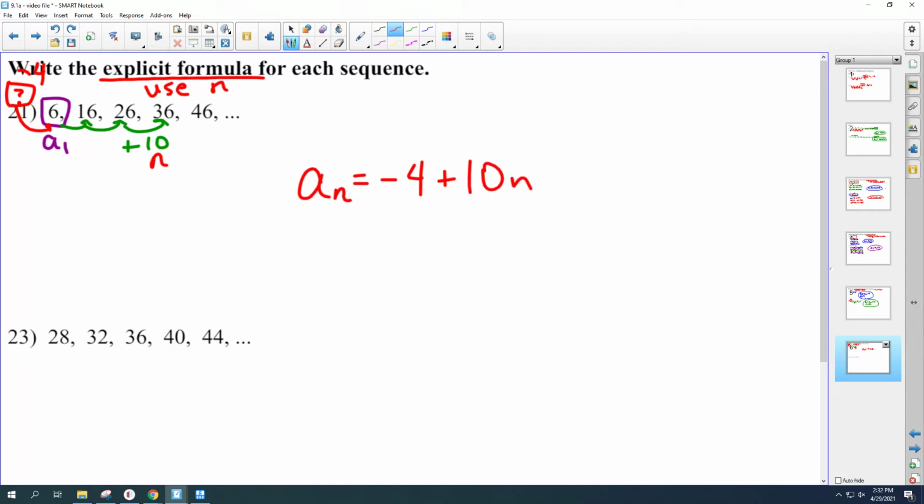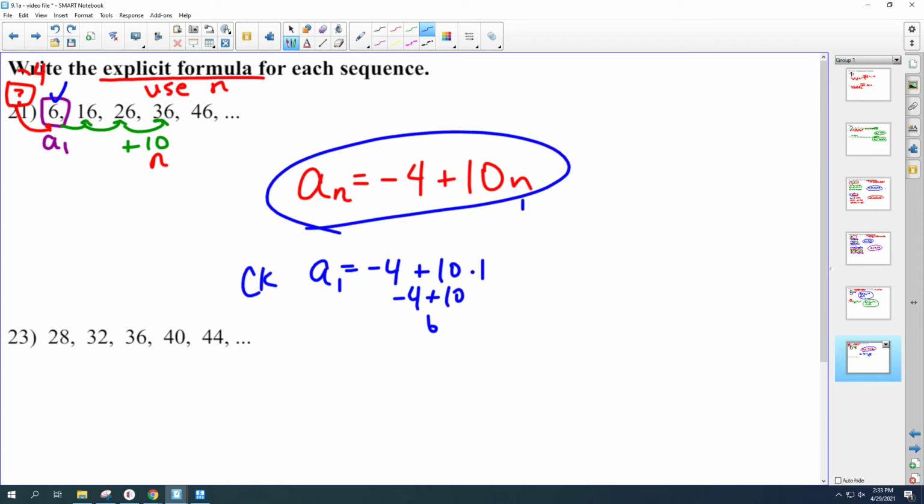And you can check it if you want to by plugging in 1. If you plugged in 1, you should get the first term. First term equals negative 4 plus 10 times 1. That's -4 plus 10, and that's 6, and that's what we started with. Okay, so I don't want this. This was just my check work. This is the answer. All right. So that was kind of hard. Let's do another one. I bet it'll be easier.